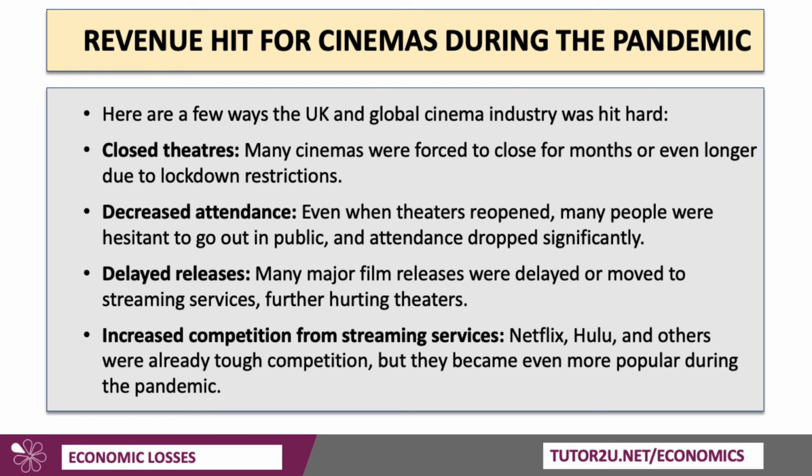The cinemas were another good example, often used by examiners as case studies. So many cinemas were forced to close for many months or even longer because of lockdown. And even when they reopened, there was a hesitancy amongst consumers to go out in public. So it took time for attendance to recover. Many major film releases were delayed or moved to streaming services, further hurting cinemas. And of course, we've had increased competition in the market from streaming services, including Netflix and Hulu.